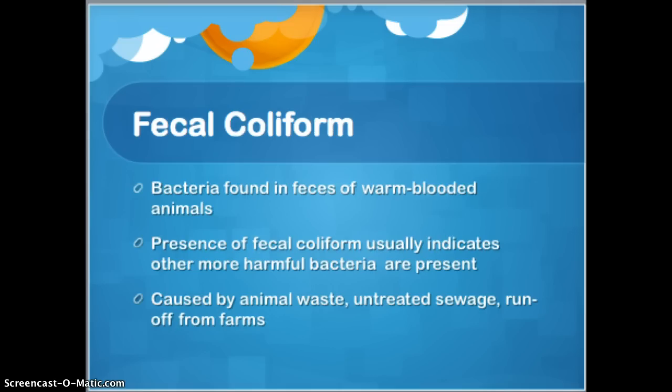The next test is the fecal coliform test. This is a test of any bacteria that would be formed from the feces of warm-blooded animals. So this could be from runoff from farms or animal waste, untreated sewage, that sort of issues with the water. Fecal coliform itself is not a really hazardous type of bacteria, but usually if there's fecal coliform present, there's usually other more harmful bacteria present, and that's usually the real danger.